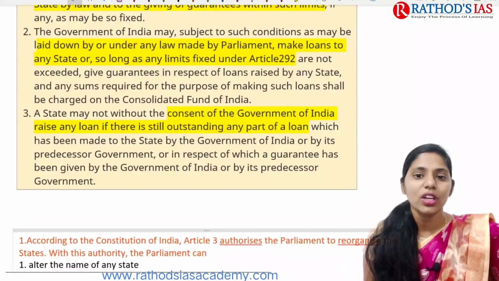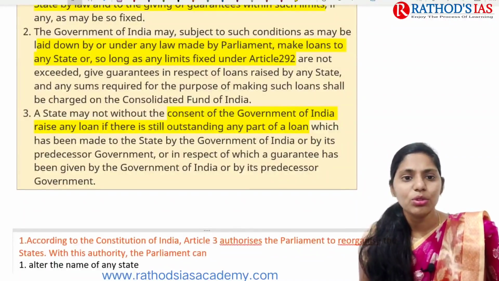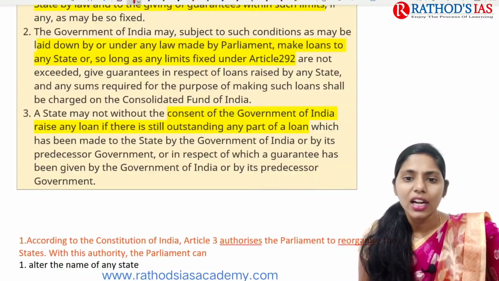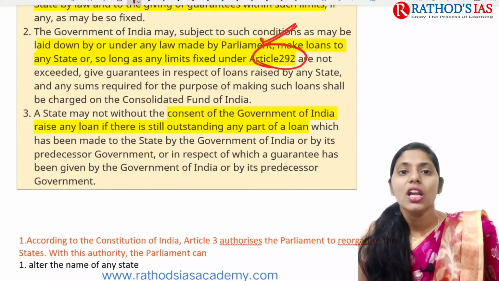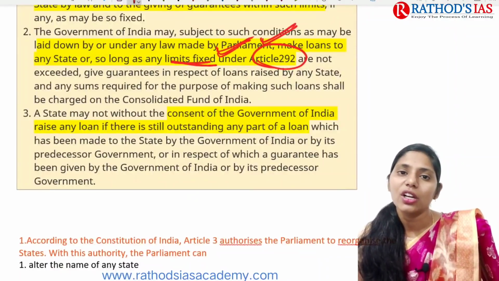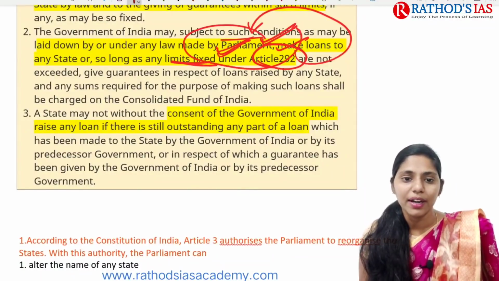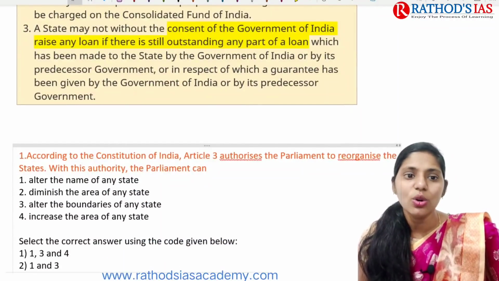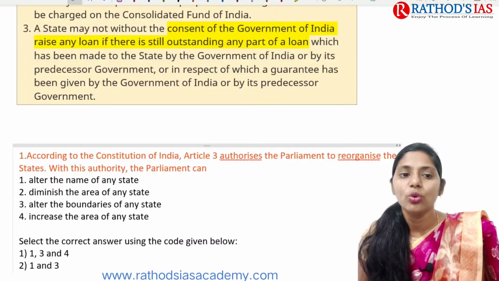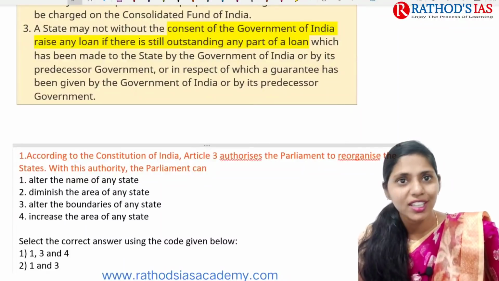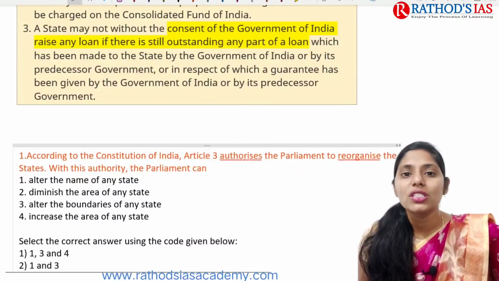And we have the government of India, and from time to time the law made by the parliament can increase or decrease this limit. Article 292 of the Indian Constitution talks about the limits which are fixed. The power is given to the law of parliament, and a state may not, without the consent of the government of India, raise any loan if any part of a loan made to the state by the government of India is still outstanding. So if it wants to increase the loan, without the consent of the government of India, it cannot go for raising money. This is about this topic.